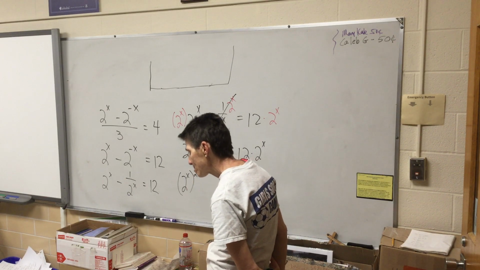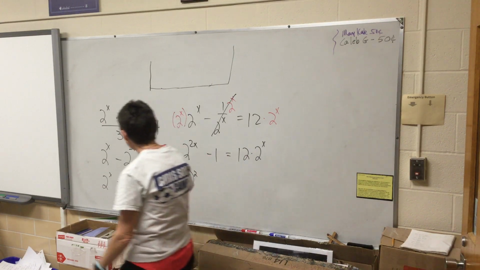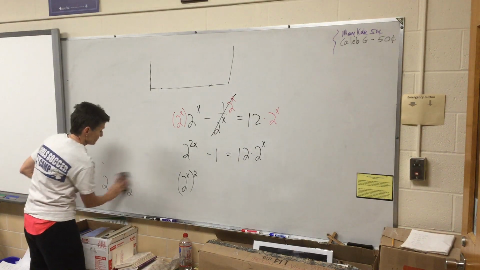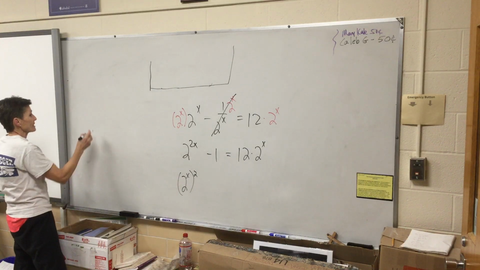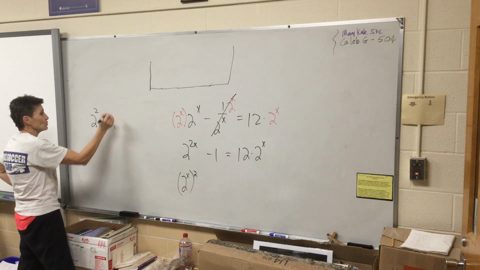Question: why is the base not 4 now? Okay, let's talk about that. I understand what you mean. Let's go back and think about this for a second. If I had 2 squared times 2 to the 3rd, and we're going to multiply them together.